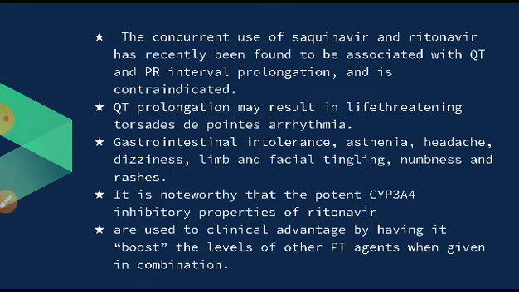It is noteworthy that the potent CYP3A4 inhibitory properties of ritonavir are used to clinical advantage by having it boost the level of other PI agents when given in combination, right? So with CYP3A4 inhibited, the metabolism of these drugs will be affected. It means their effect will be boosted and prolonged a little more. That's why it's called the boost effect.